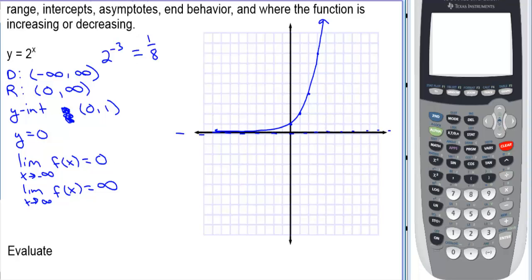Where is the function increasing or decreasing? As you go left to right, this function is increasing on its entire domain. So there's no place where left to right this function decreases.